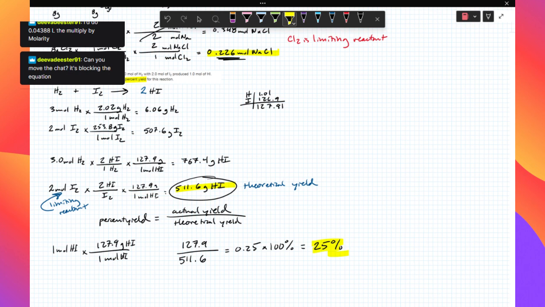So your theoretical yield was 511.6 grams, or 4 moles of hydrogen iodide. Your percent yield, your actual yield divided by your theoretical yield, was 25%. So the reaction was 25% of what it could have been.